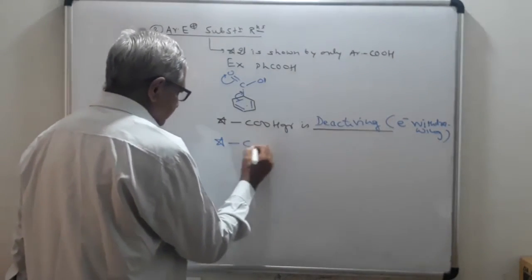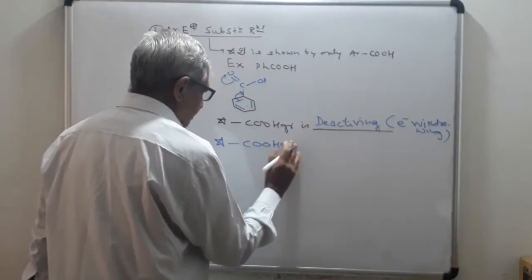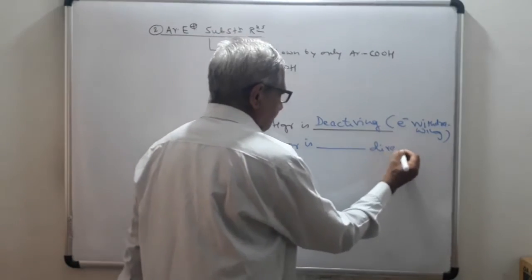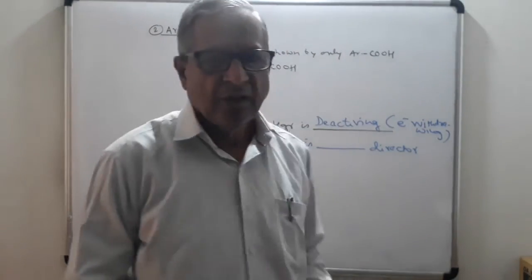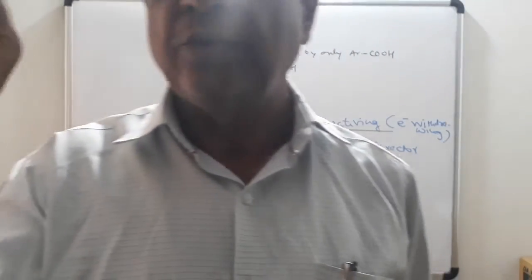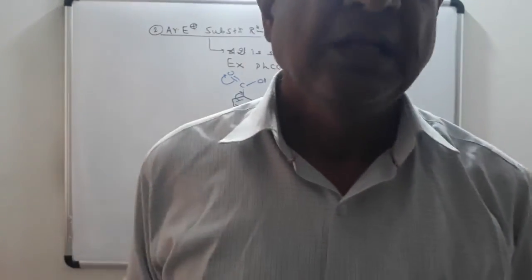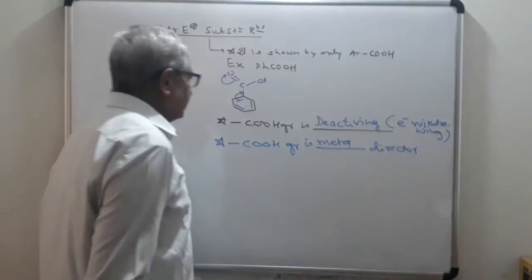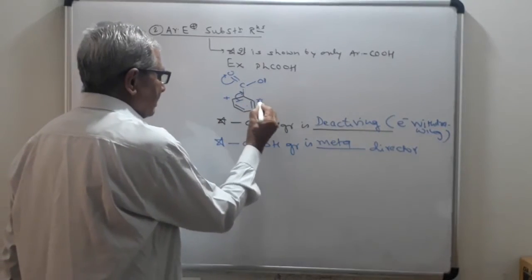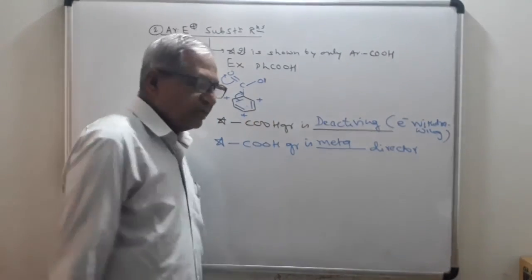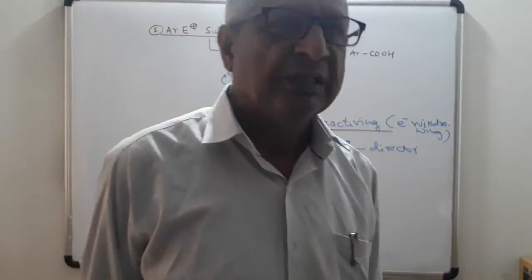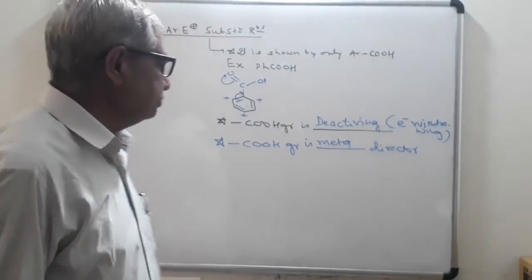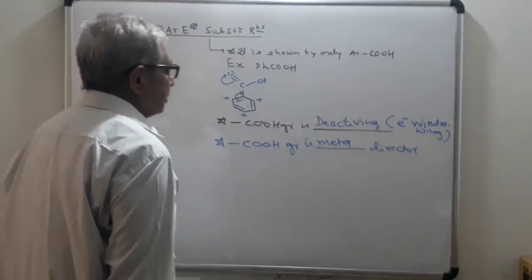Next question. The COOH group is dash dash director. I will give four options: only ortho director, only para director, only meta director, both A and B. So the correct answer is it is a meta director. When you draw the resonance, you will get the positive charge at the ortho and para positions. Therefore, the electrophile will go to the meta position because the meta position is electron rich as compared to the ortho and para positions. So these are the important questions.